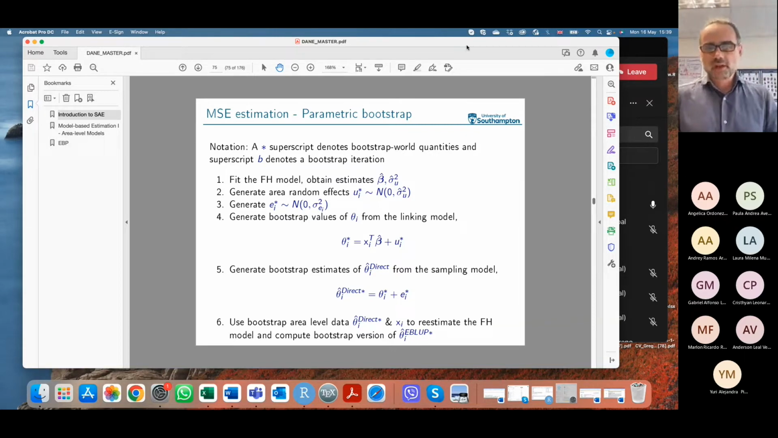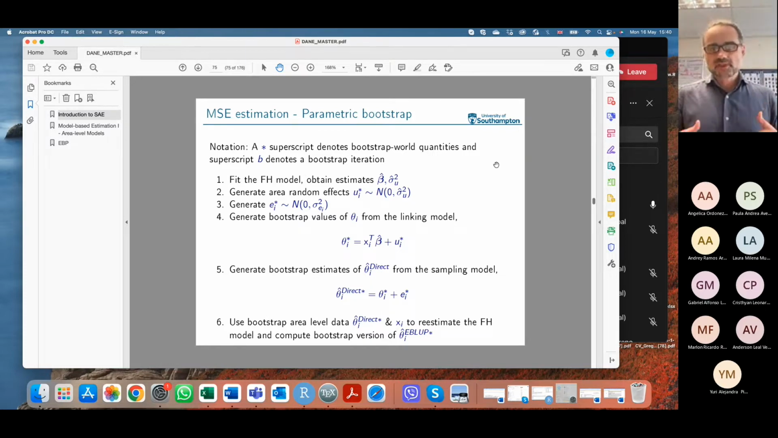So here I'm going to use a notation where a star as a superscript denotes quantities that are in the bootstrap world. So I have a bootstrap world that I'm going to generate. I don't observe this, but I have a mechanism, a stochastic device that is my model, and I'm going to use my model to generate data that look like how my original data has been generated. So I'm playing a bit God here under the model. So a star is a bootstrap world quantity, and the superscript B will denote a bootstrap iteration. So how do we start?